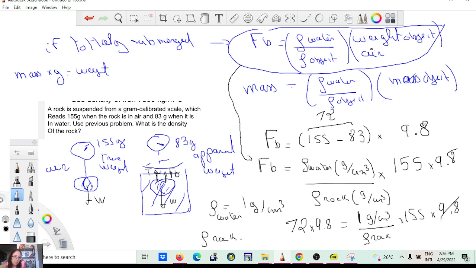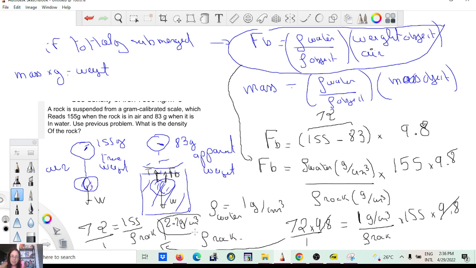That's why I told you that 9.8 doesn't matter, it's going to cross out. Now, if you want everything in kilograms, you have a 10 to the negative 3 here, but you have also a 10 to the negative 3 here, so it crosses out. So if you feel more comfortable, you could divide by 1,000 here, divide by 1,000 here, and you will be in kilograms. Okay, so then from here, it's easy, right? So you just do the math, so 72 equals 155 divided by rho, and you're going to find that the density of the rock is 2.2 grams per cubic centimeter.